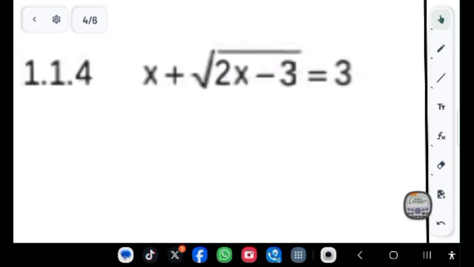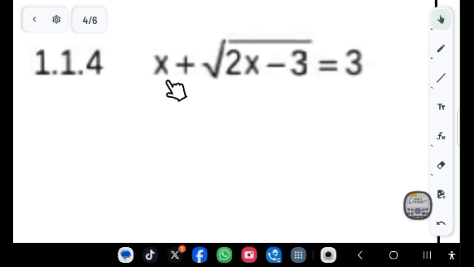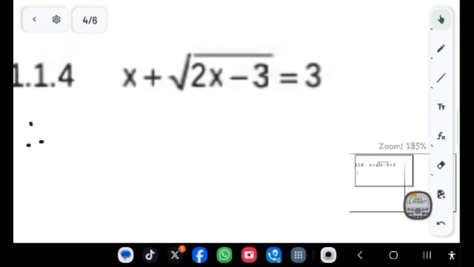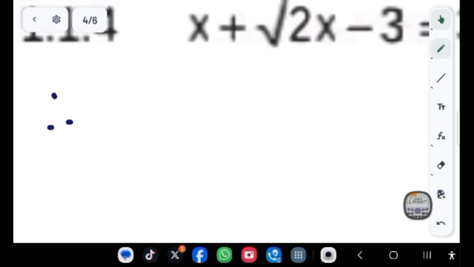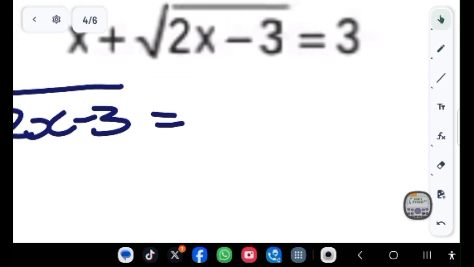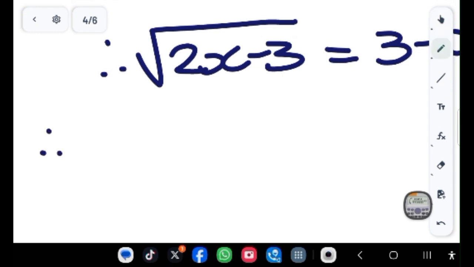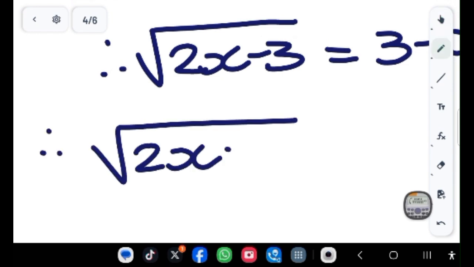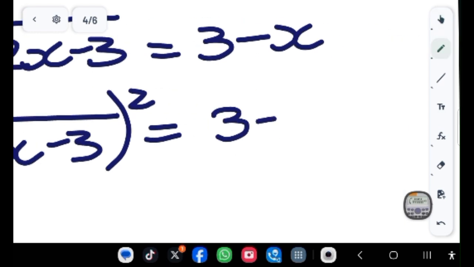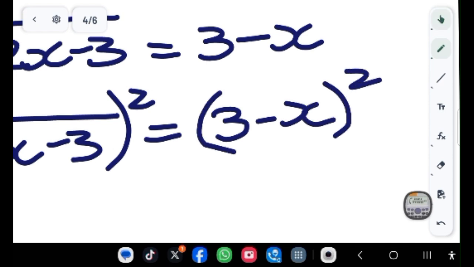We have a surd equation. Now, when you have a surd equation like this, take everything that is not inside the surd outside to the right hand side, to the other side. So therefore, take the x to the right hand side, and the goal is so that we can square both sides. So we go 2x minus 3 equals 3 minus x. Now we square both sides. 2x minus 3 all squared. What you do to the right hand side, you must also do to the left hand side, and vice versa. So we must also square the right hand side.